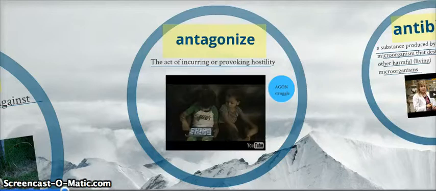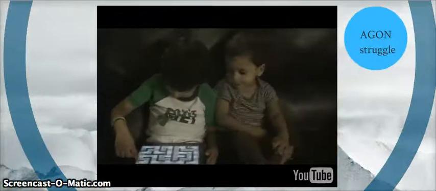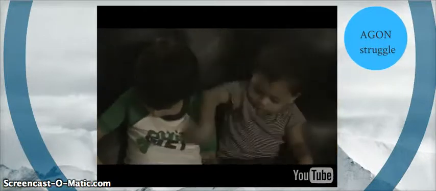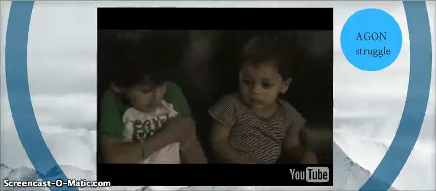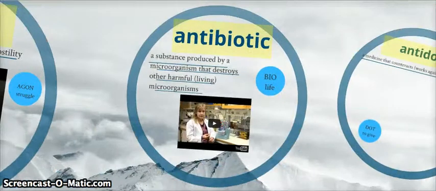Now the word antagonize has the root agon in it, meaning struggle. So you want to highlight that and underline its meaning, the act of incurring or provoking hostility. So again, the root agon meaning struggle, this is a verb, so it's an action, the act of incurring or provoking hostility. And let's take a look at one brother antagonizing another. One's playing on the iPad, little brother gets jealous. Oh, so mean, right? That's antagonizing your sibling.